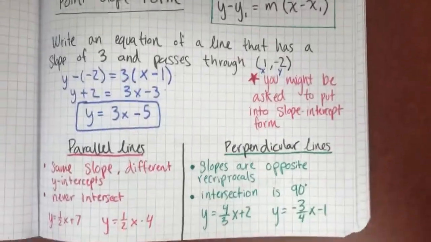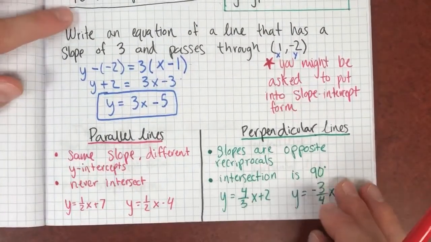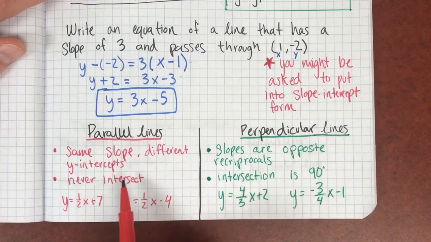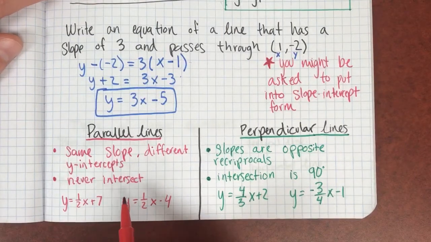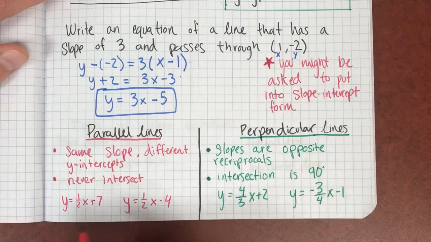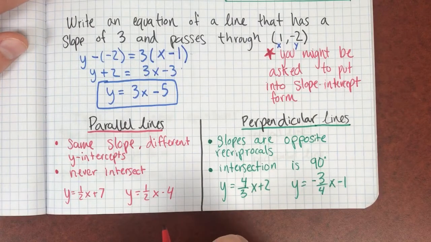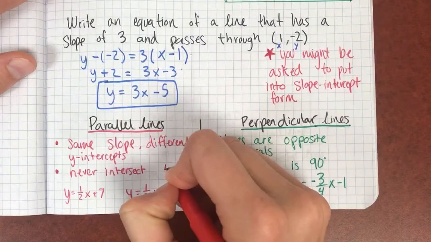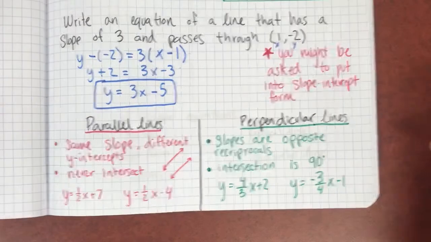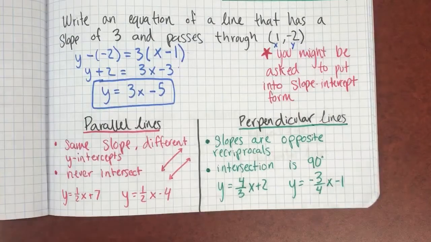All right, talking about parallel and perpendicular lines. Again, this is kind of a review from Algebra 1, a little bit of geometry. Remember, parallel lines have the same slope and different y-intercepts. If they had the same intercepts, they would just be the same line, okay? And they will never intersect. So two examples could be y equals 1/2 x plus 7 and y equals 1/2 x minus 4. Those lines are never, ever going to intersect. I like to think of that as like the interstate. The northbound and southbound will not intersect.